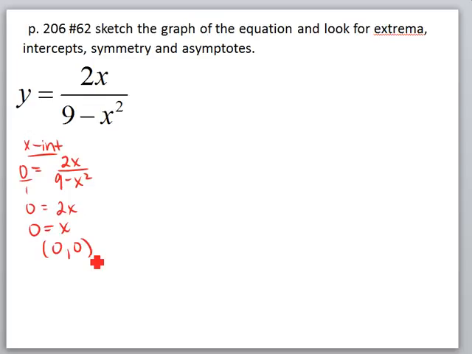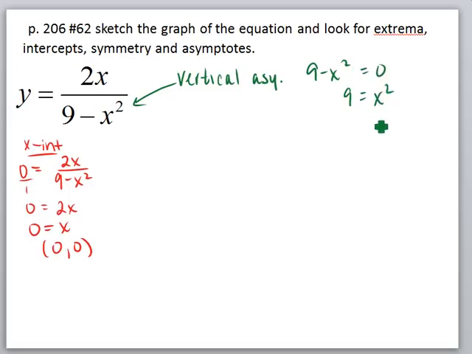The next thing I'm going to look at are my asymptotes. So we have vertical asymptotes when the bottom is equal to 0. So I'll be looking at this bottom part and setting it equal to 0. So that would be when x is plus or minus 3. So I have two vertical asymptotes, one at x equals 3 and one at x equals negative 3.